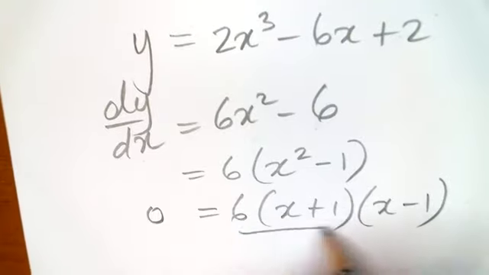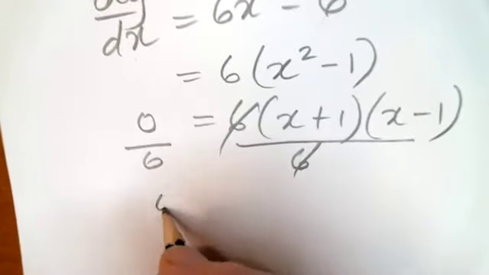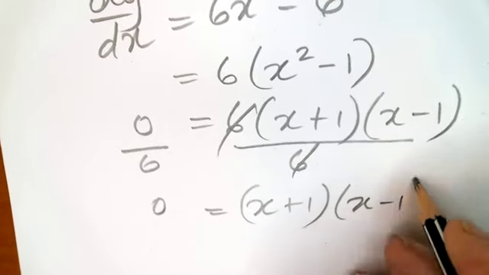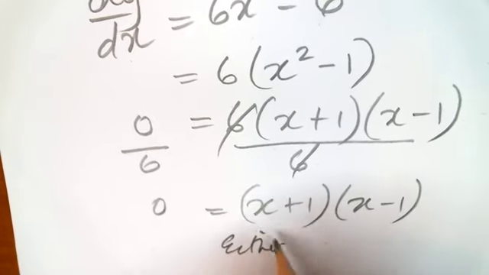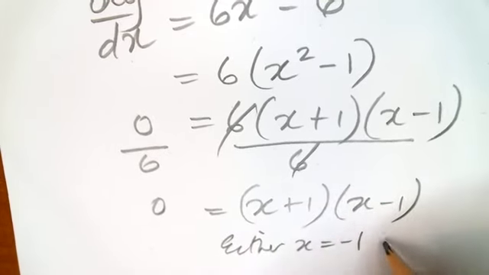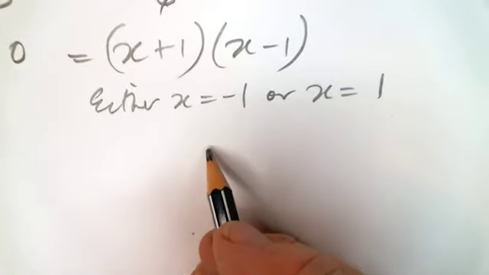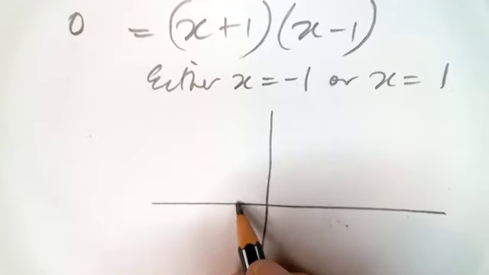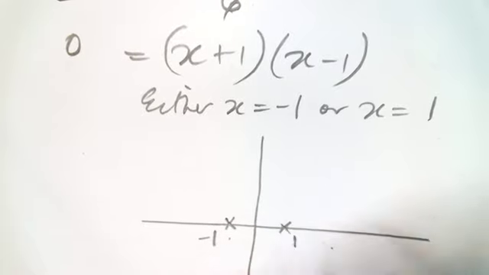So I'm going to divide everything first of all by 6. I don't want a 6 there. So I get 0 is equal to (x plus 1)(x minus 1). So now the turning points are going to be either x is equal to negative 1 or x is equal to 1. If we were to draw where this works its way out, we've got a turning point at negative 1. There it is. And we've got a turning point at 1, in fact. There's our turning point at 1.